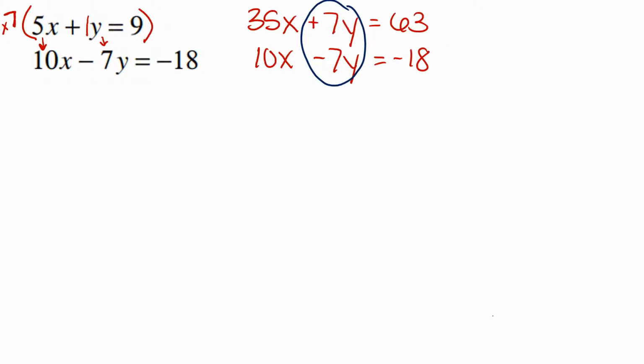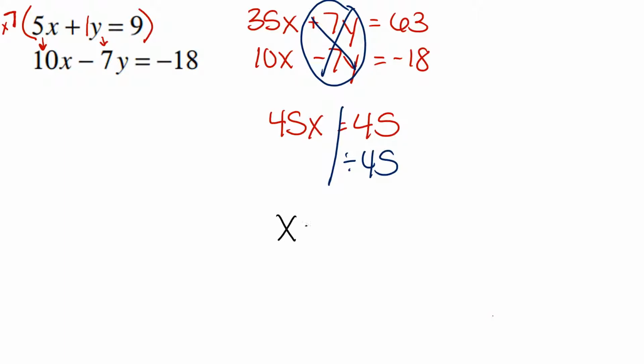Both 7y and minus 7y now match in coefficients, but have different signs, so we can cancel them out. 35 and 10 is going to give us 45, so 45x. And then 63 minus 18 is going to give us 45. And our last step is to divide. 45 divided by 5 is going to give us 1.